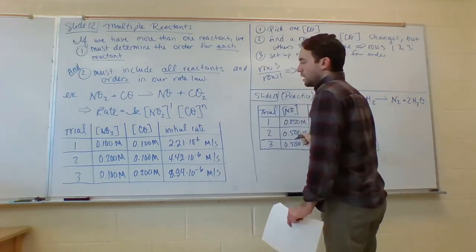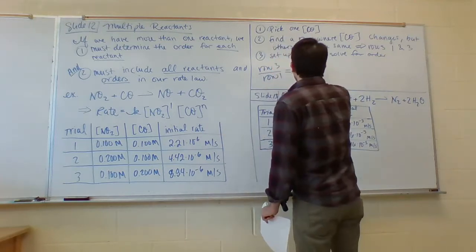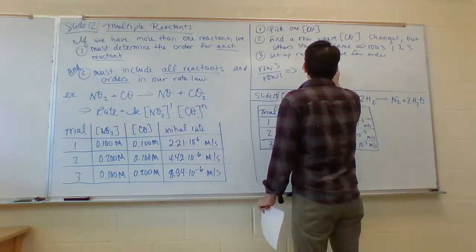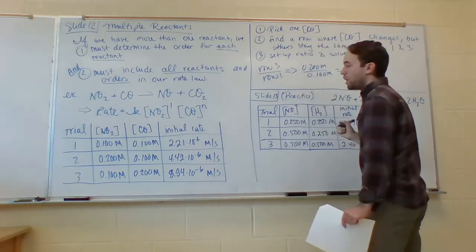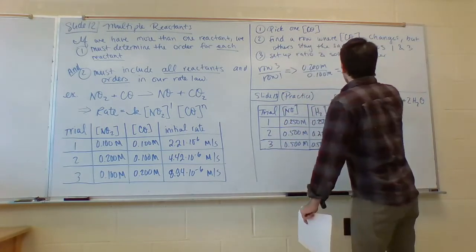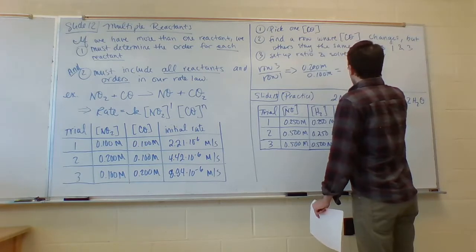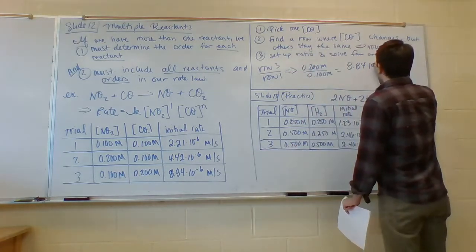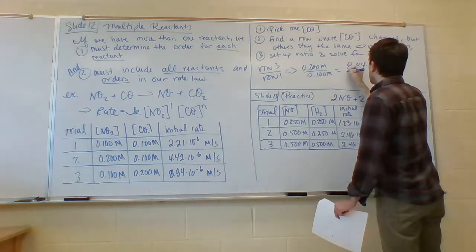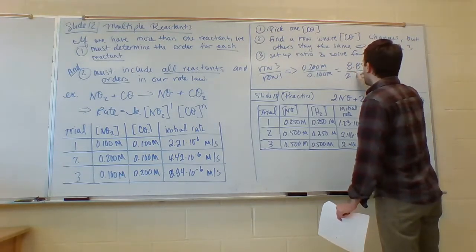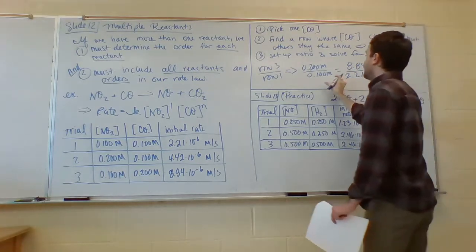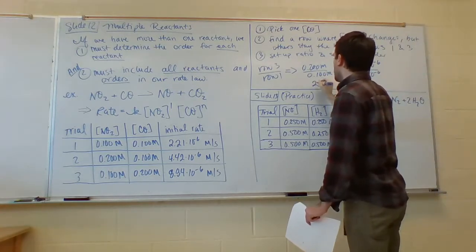Our concentrations get listed first, so we have 0.200 molar over 0.100 molar. And then we put our rates. So I have 8.84, again from row 3, 8.84 times 10 to the negative 6, and I'm going to put that over 2.21 times 10 to the negative 6. Dividing through, I get 2 times on the left.